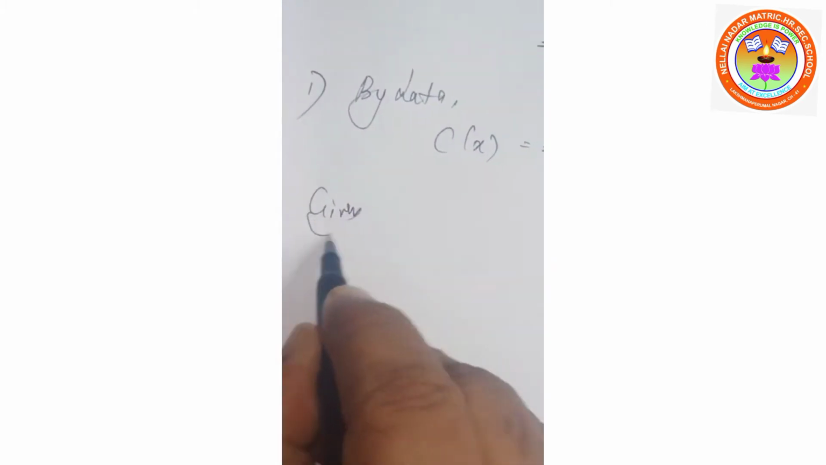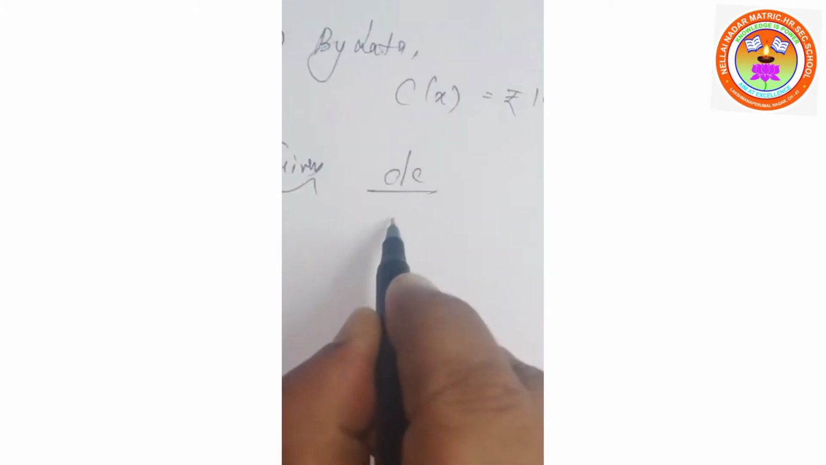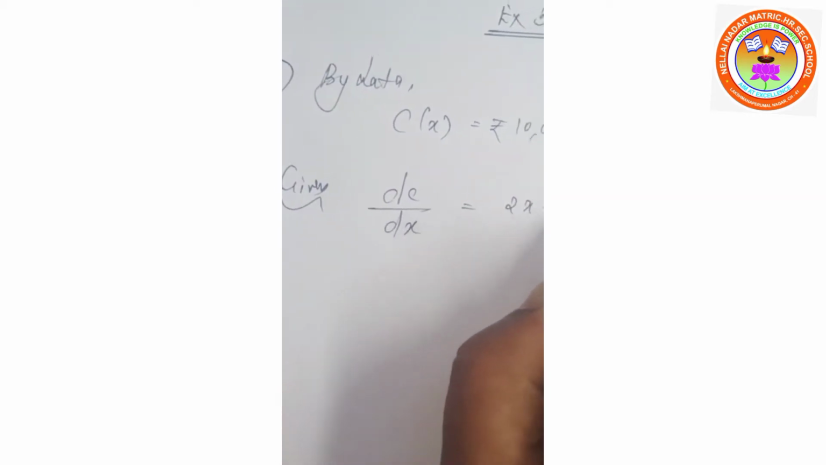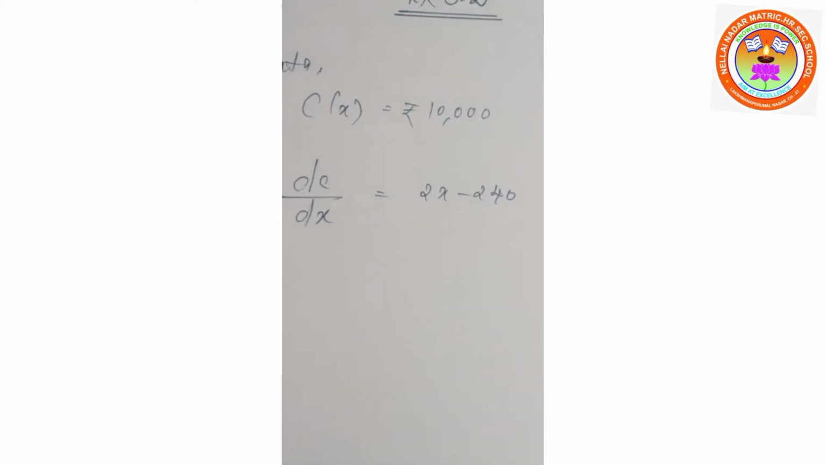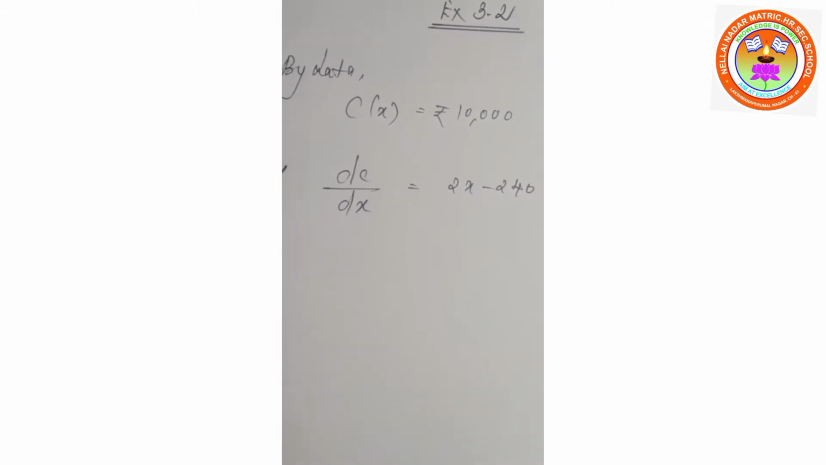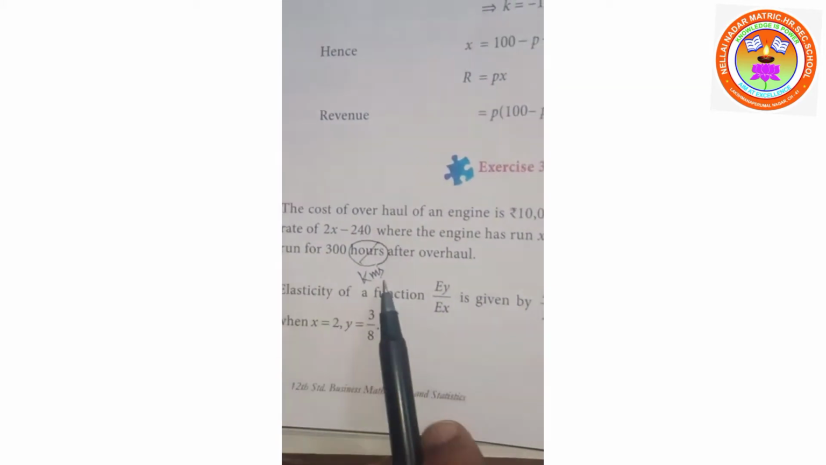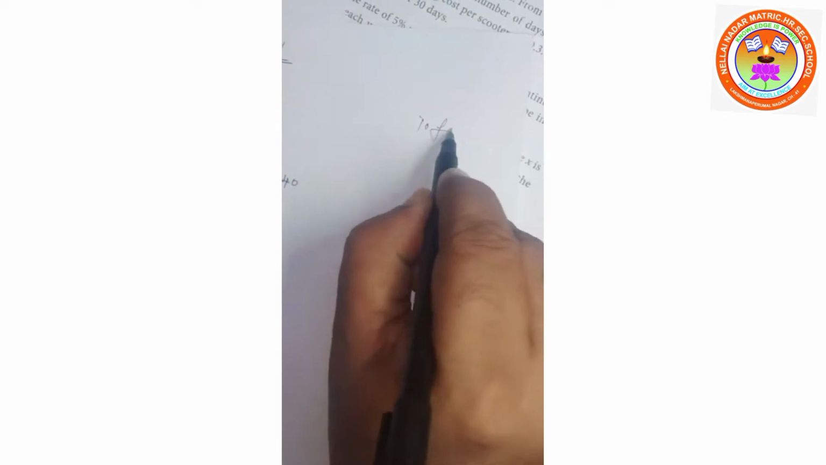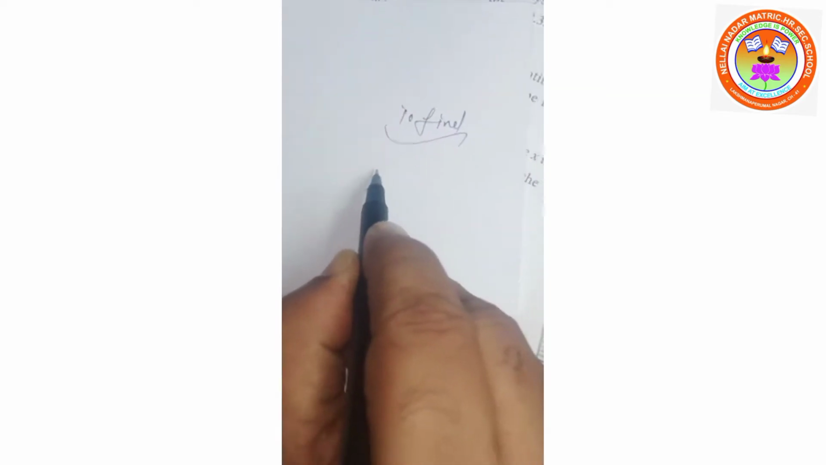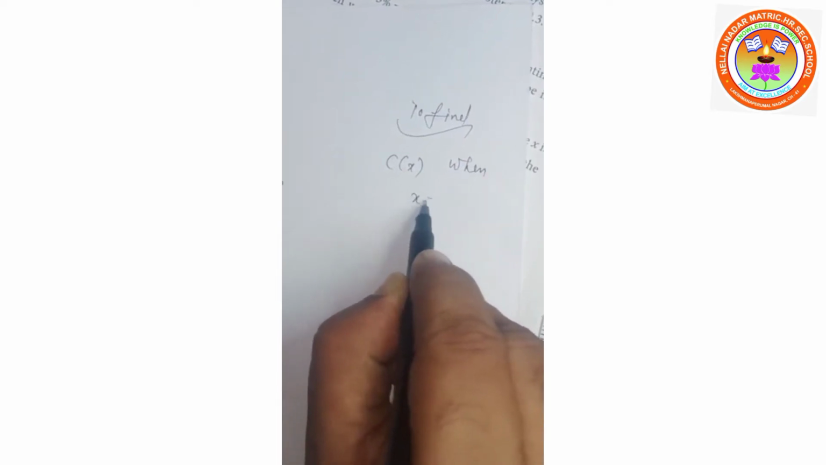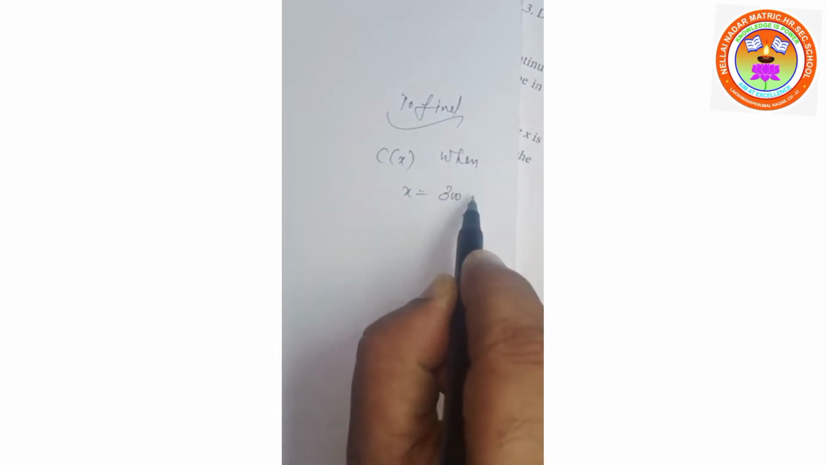Given dC by dx equals 2x minus 240. To find, listen here, the total cost if the engine runs for 300 kilometers. To find C of x when x equals 300.